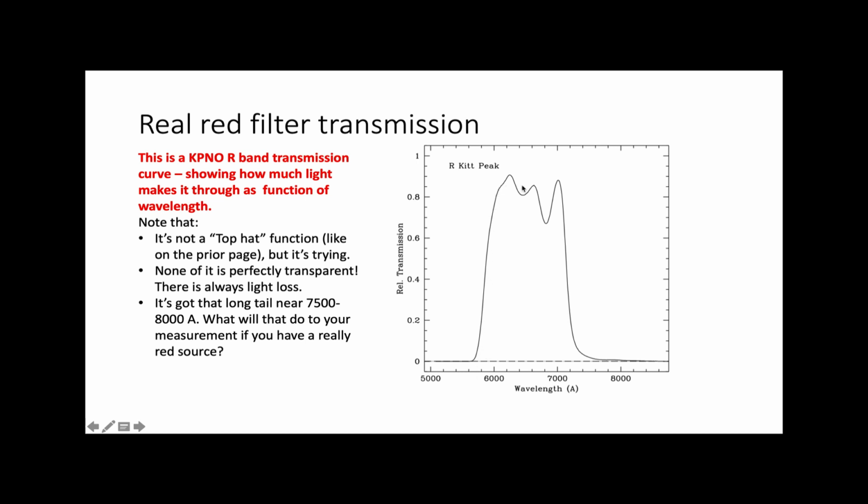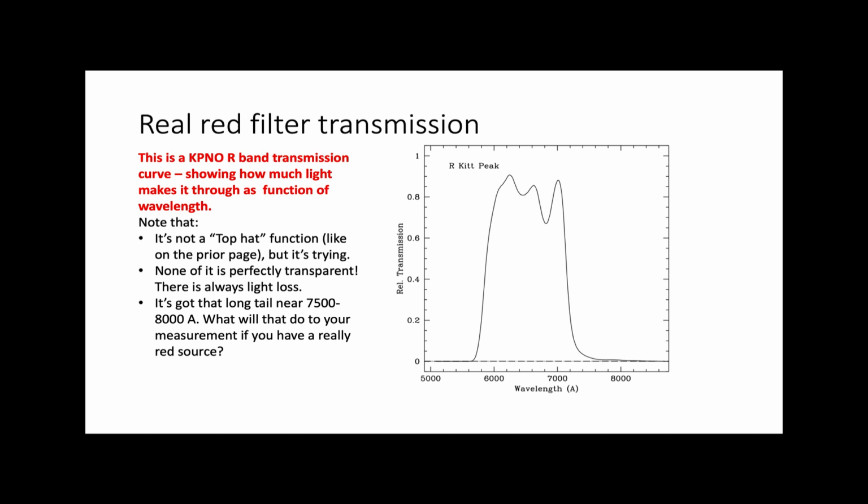And then look, it's not straight all the way across. It has attenuated. There's no place where 100% of the light gets through. It attenuates something at every wavelength, and it attenuates different wavelengths at a slightly different amount. And then it turns off pretty abruptly. But look, it's got this long red tail. So it's not a top hat function, but it's trying. It's trying to get there. So there's always light loss when you put the light through a filter. And it's got some structure to it that could affect the measurements that you make.